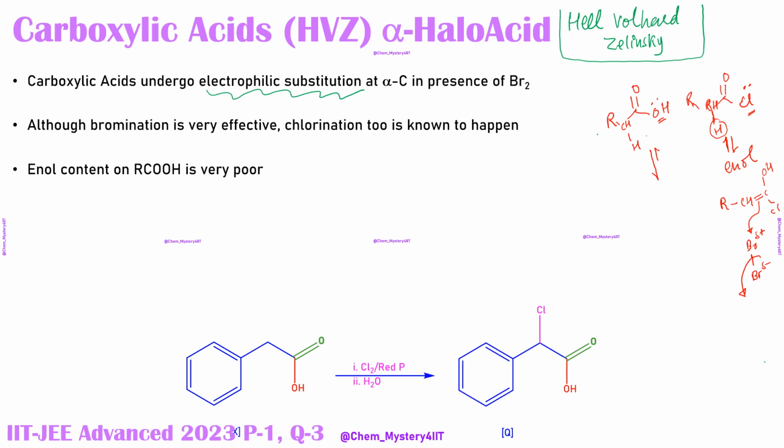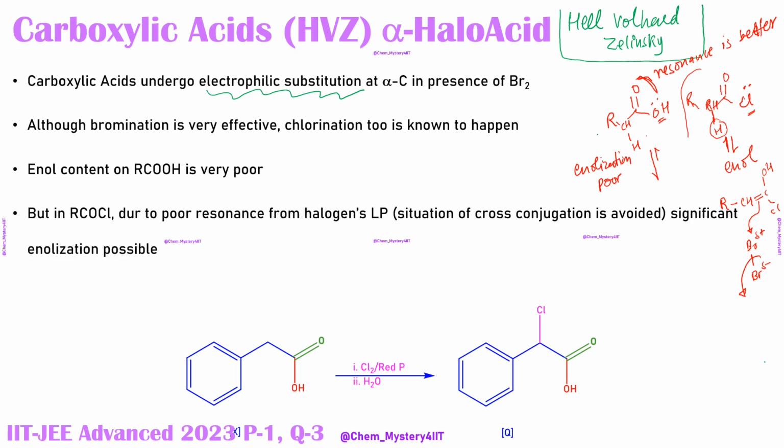We understand the enol content of the carboxylic acid is very, very poor, as we have seen here, because this resonance is very good. This enolization is very, very poor. These two things are kind of in cross conjugation. Enolization is poor because resonance is better. And in the acid chloride, the situation is completely different, because resonance is poor, enolization is becoming better, which is helping this HVZ reaction take place in presence of acid chlorides or acid bromides.